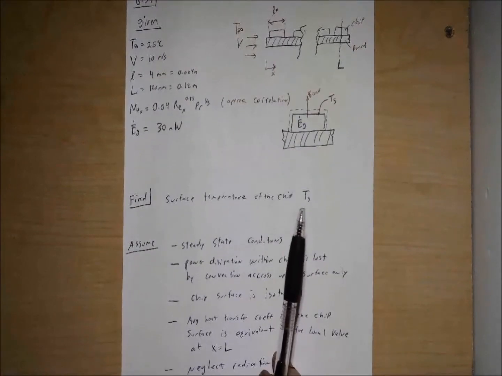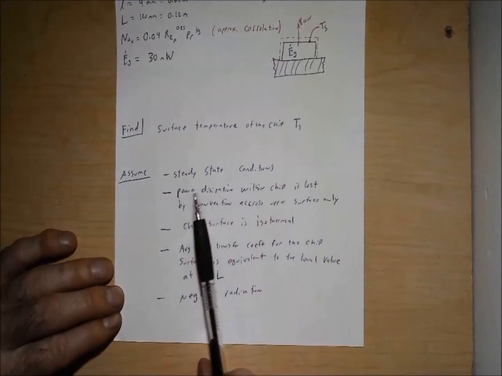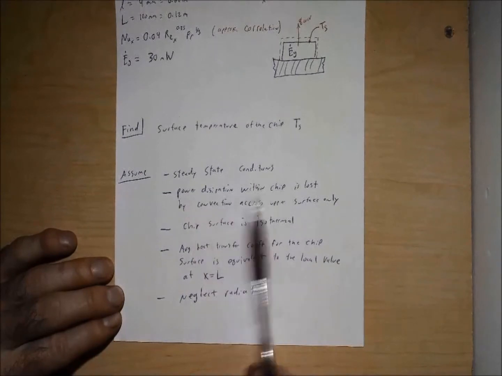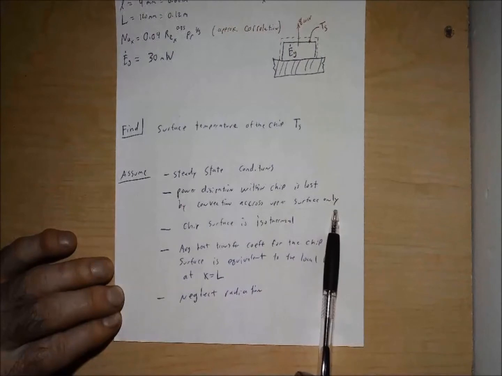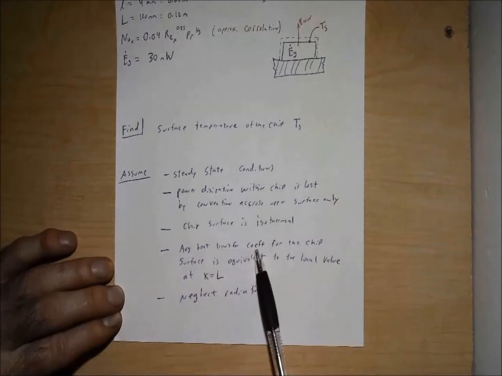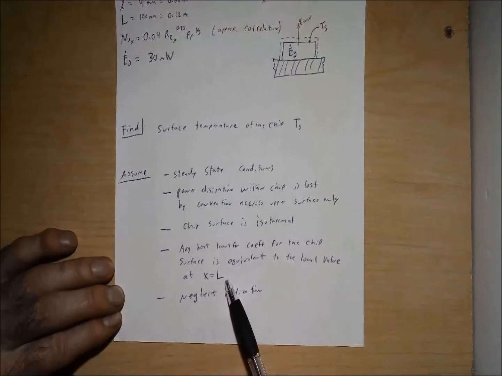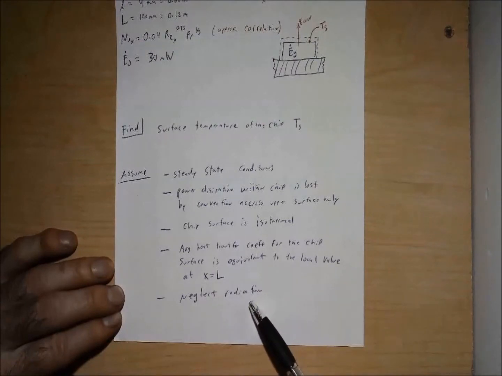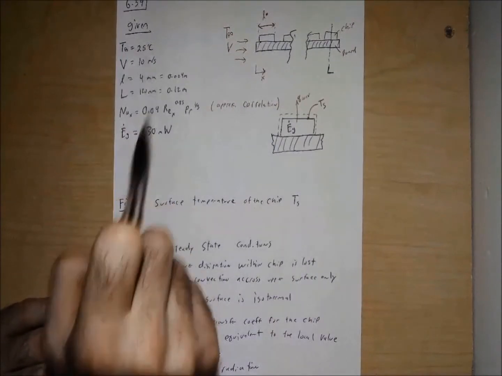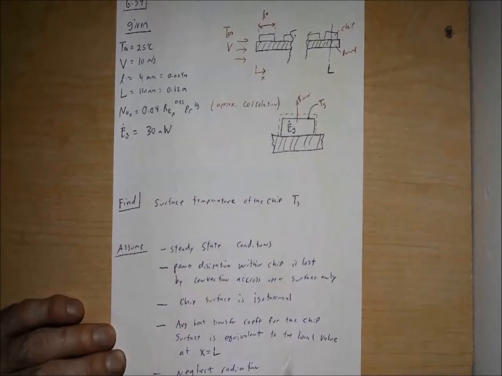So we need to make a couple of assumptions before we start the solution. The first assumption is that we have steady state conditions. We're also going to assume power dissipation within the chip is lost by convection across the upper surface only. We're going to assume that the chip surface is isothermal. We're going to assume that the average heat transfer coefficient for the chip surface is equivalent to the local value at x equal to L, and we're going to neglect radiation. So now we have a nice condensed page where we have all of our known variables, their values, the units we're going to use, a simplified diagram, what we're searching for, and all the assumptions we're making.